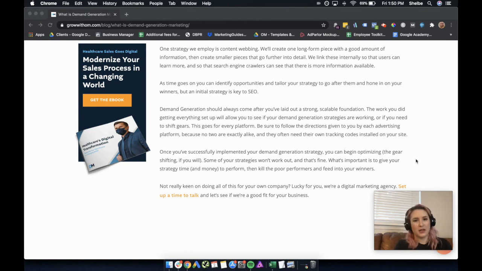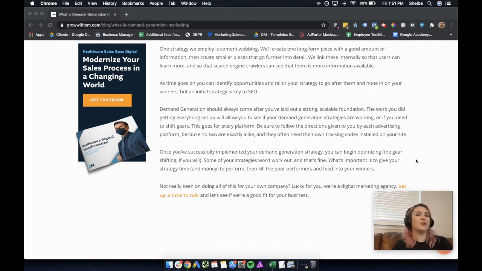So as time goes on, you'll see your strategy continue. You might see some keywords that you didn't expect, but that are very good for what you're looking for. So you can identify those opportunities and tailor your strategy to go after them and hone in on your winners. But that initial strategy is key.